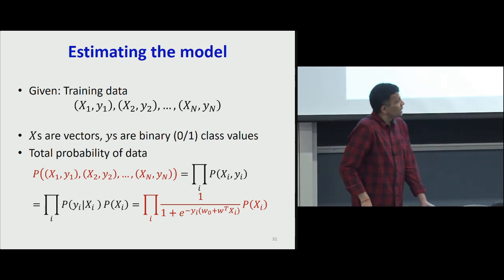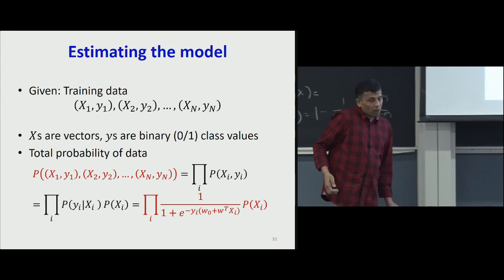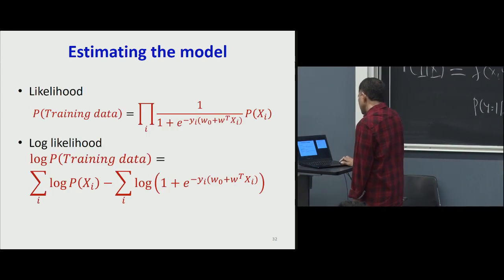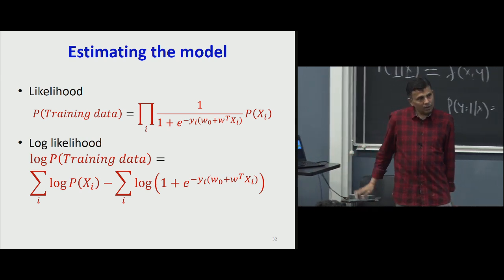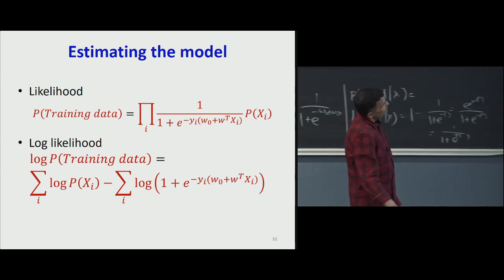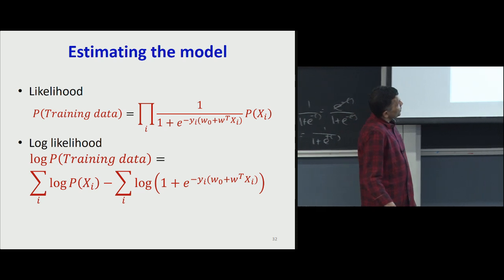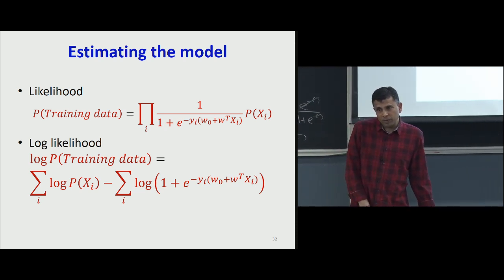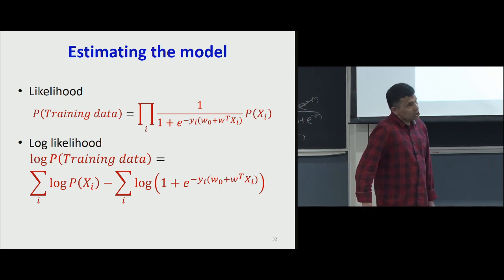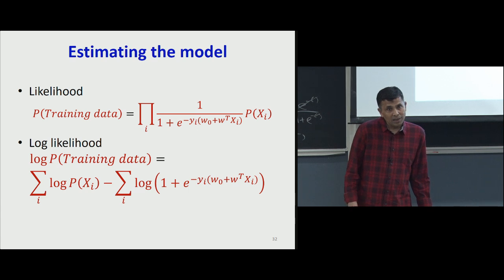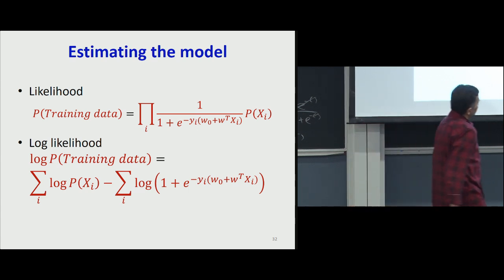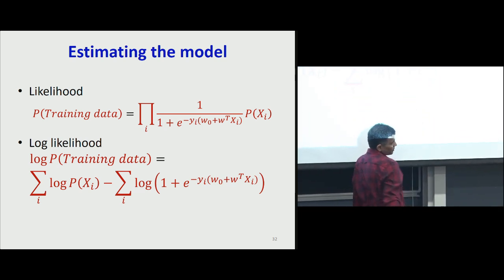And this is the total probability of your training data. Now, if I were to write the log likelihood, which I just take the log, this is simply going to be the summation of the log of p of x minus the summation of the log of the 1 plus e raised to the denominator of the logistic, right?